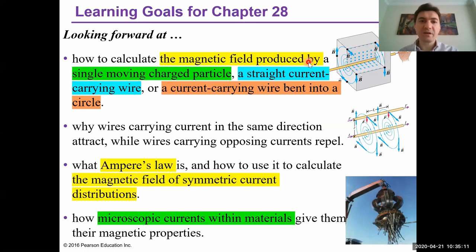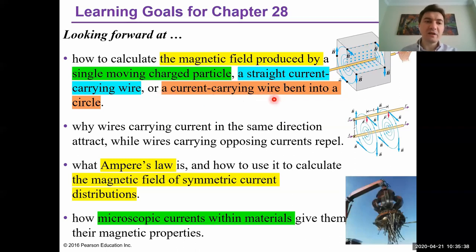And in addition to that, we will also discuss a current carrying wire bent into a circle. Let's consider that you have a wire with that shape, a loop, okay, or many loops. So what is the magnetic field produced by such a loop or circle made from a current carrying wire?